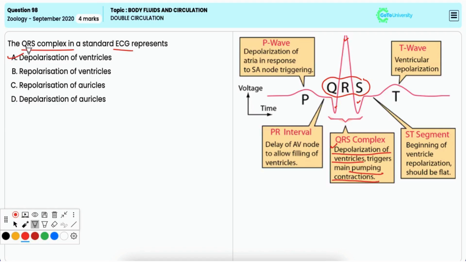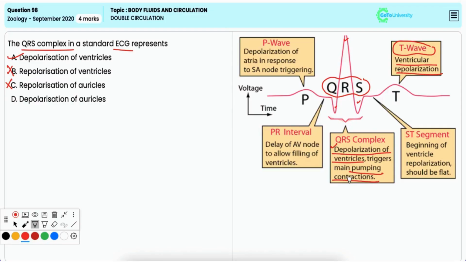Option B, repolarization of ventricles. This is incorrect. The repolarization of the ventricles is represented by the T wave and not the QRS complex. Option C, repolarization of auricles. This is also incorrect because the repolarization of the auricles is masked by the QRS complex because it occurs simultaneously with the ventricular depolarization, making it hard for the ECG machine to represent it.